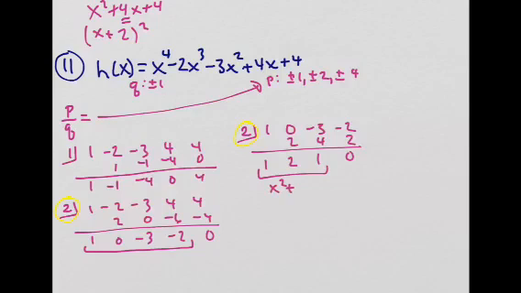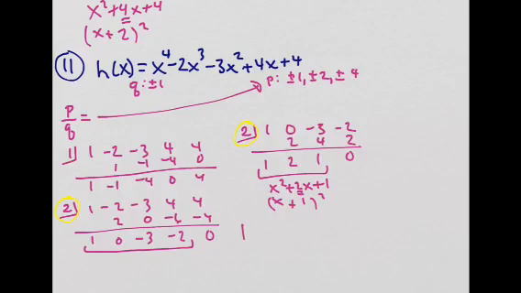X squared plus 2x plus 1. So this one is also a perfect square trinomial. The square root of x squared is x. Square root of 1 is 1. When you multiply that and double, you get 2. So plus and then square. So that's how that x squared plus 2x plus 1 factors.